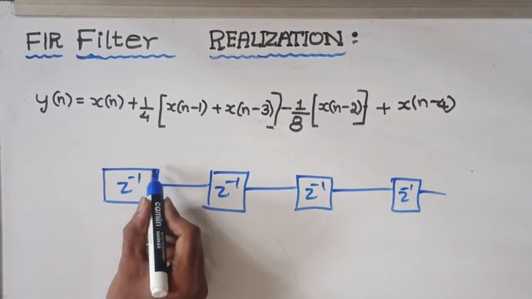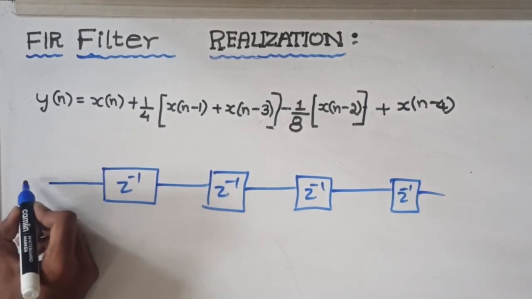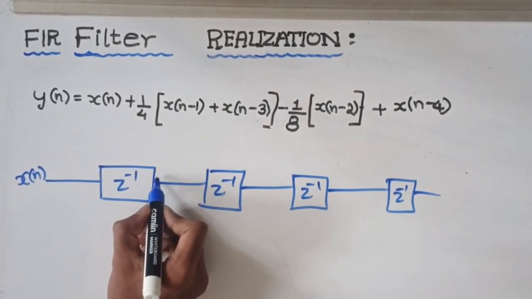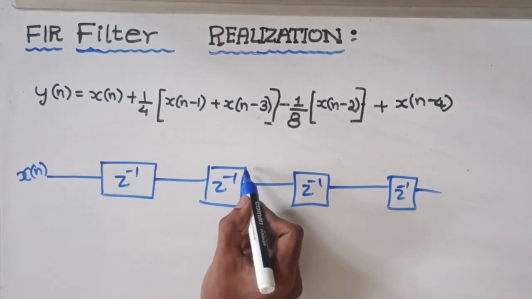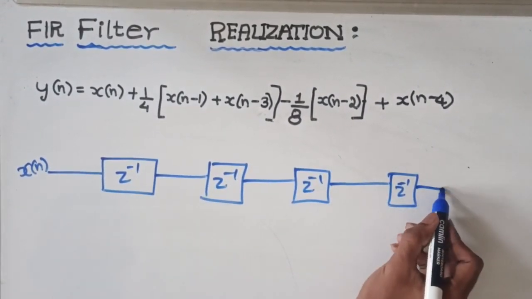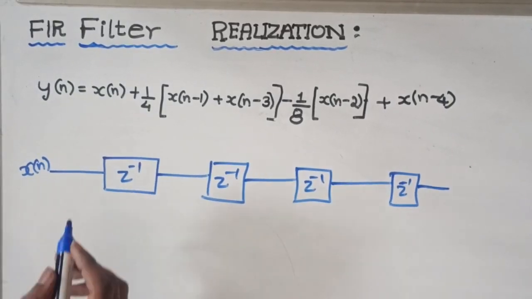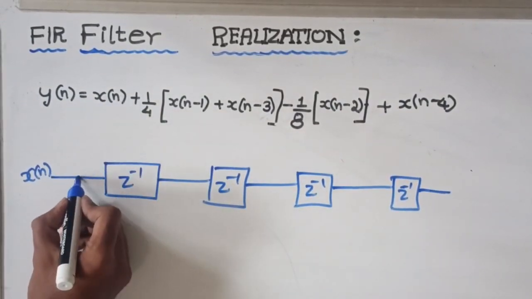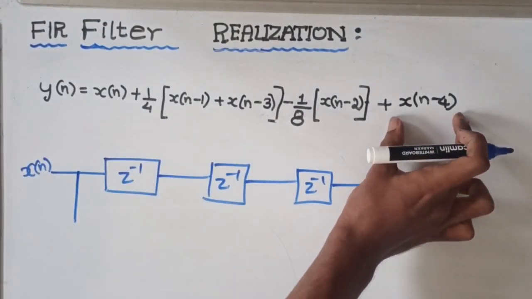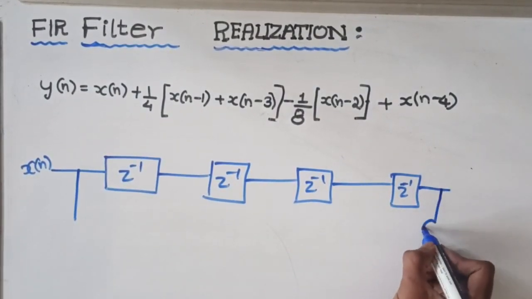We know that the output of this delay element will be x of n minus 4. When x of n is the input, the output of this delay element will be x of n minus 1. Output of this will be x of n minus 2. Similarly, x of n minus 3 and x of n minus 4. We have x of n with coefficient 1 and this term has coefficient 1. Let us draw this x of n minus 4.